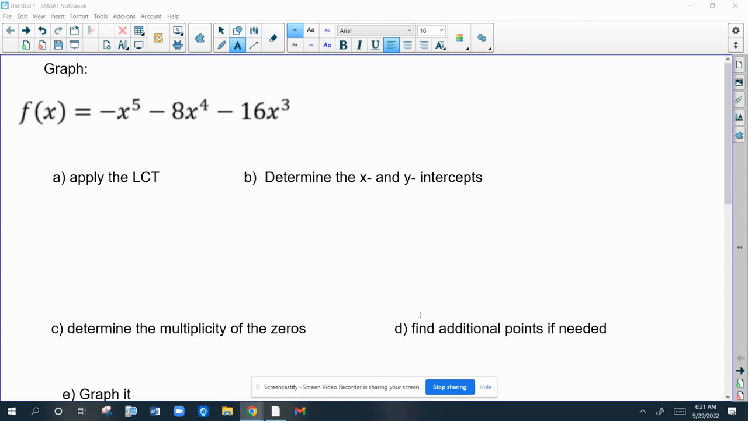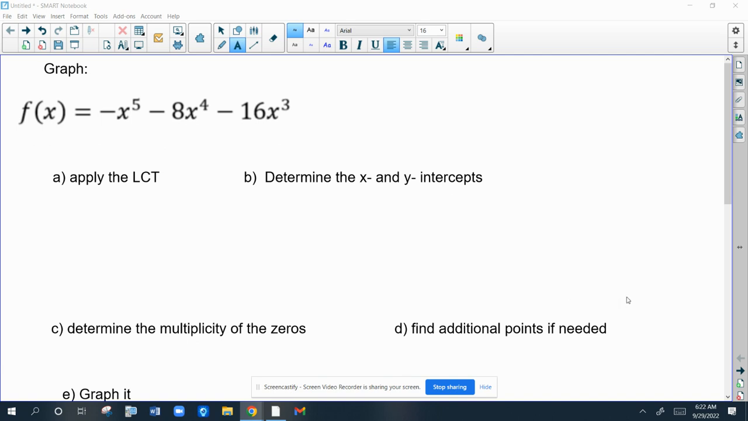Hello, we are going to graph this polynomial function. It's a fifth degree. So here we go. To graph it, we're going to follow these steps: apply the leading coefficient test, determine the x and y-intercepts, determine the zeros, which are the x-intercepts, and the multiplicities.